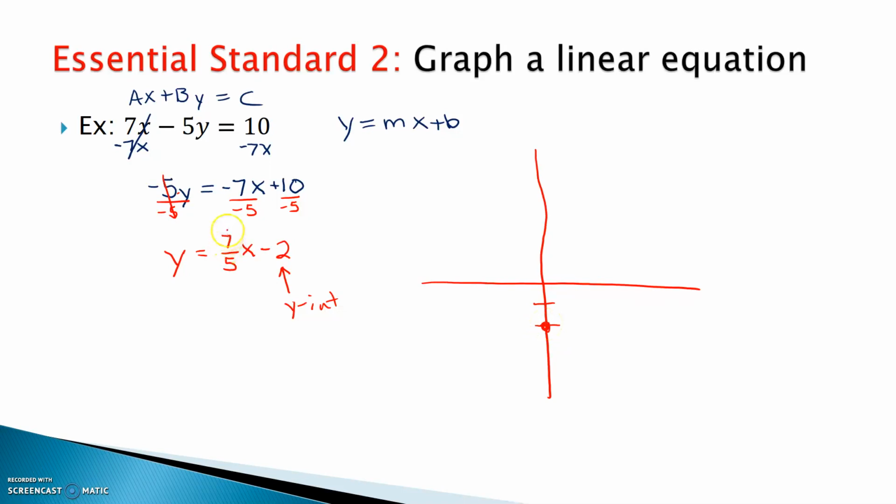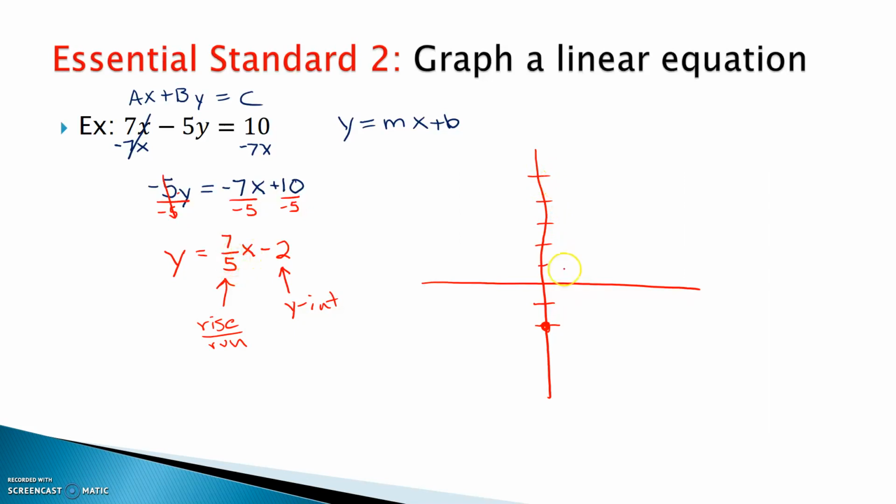Now, don't forget, this right here, your m is your slope. That is your rise over your run. Now, of course, this is a positive, so I'm actually going to go up. If it was a negative, you'd go down. Now, this is telling you to go up 7, so count from here up. 1, 2, 3, 4, 5, 6, 7.